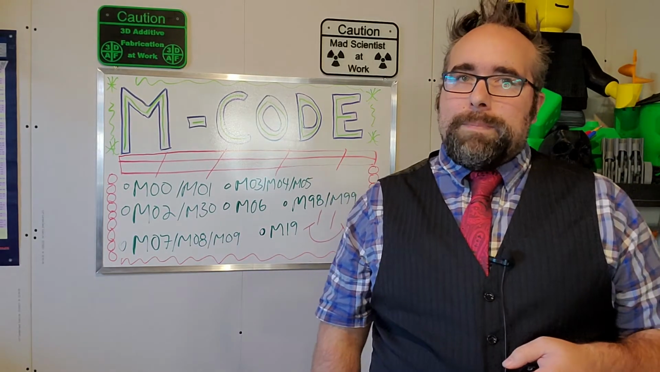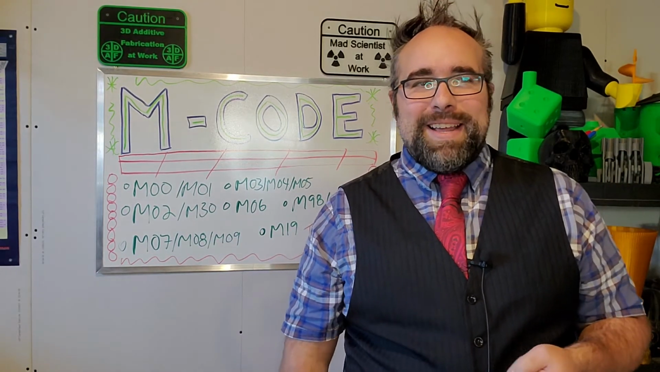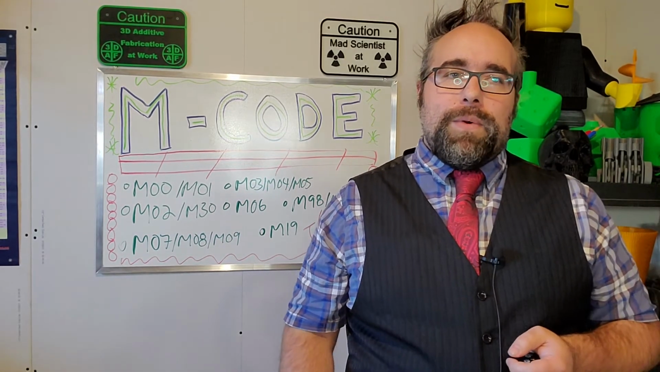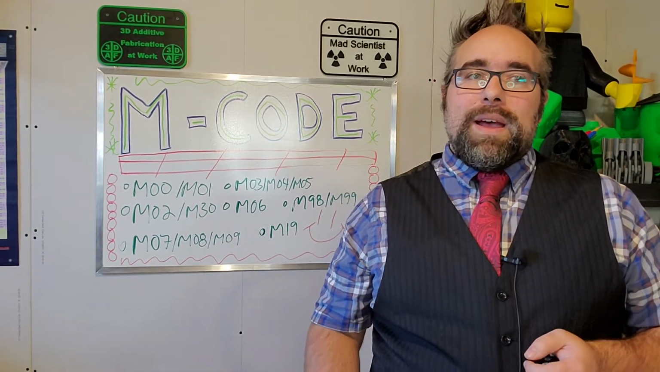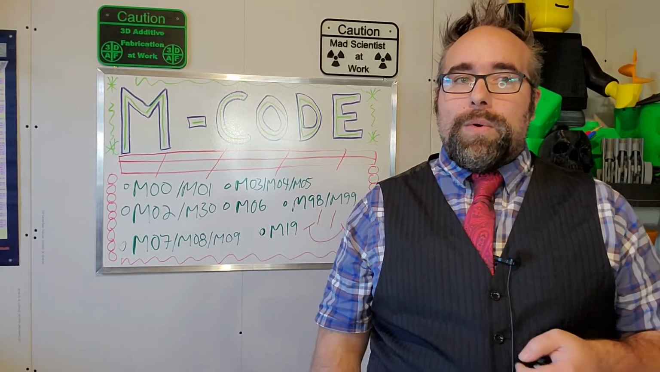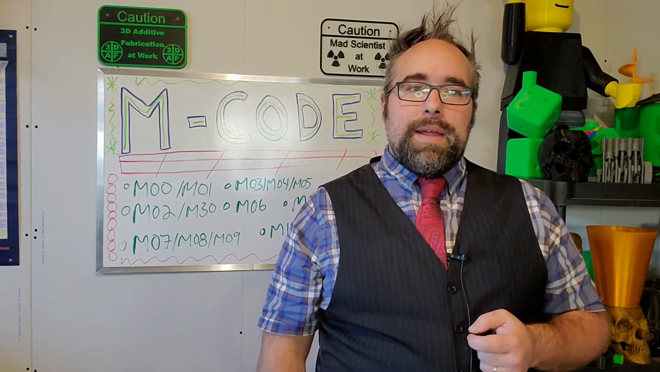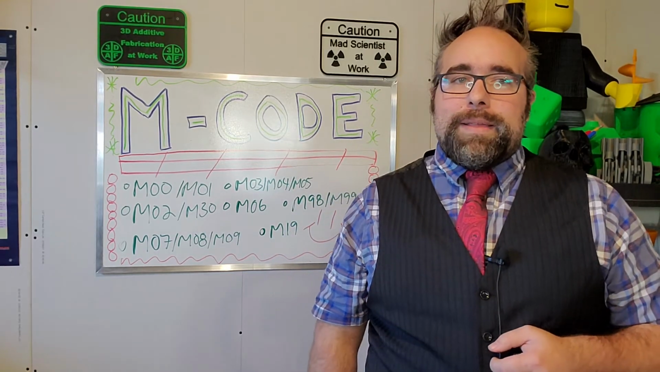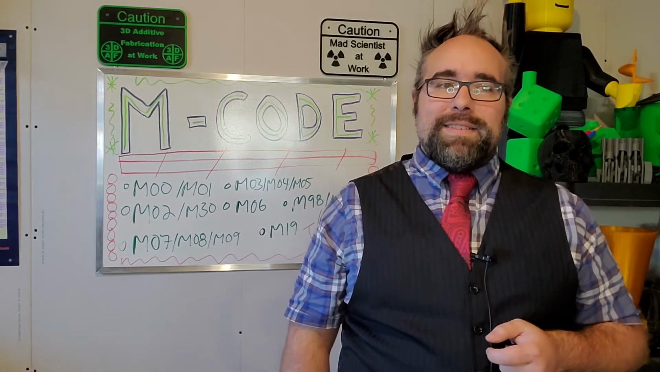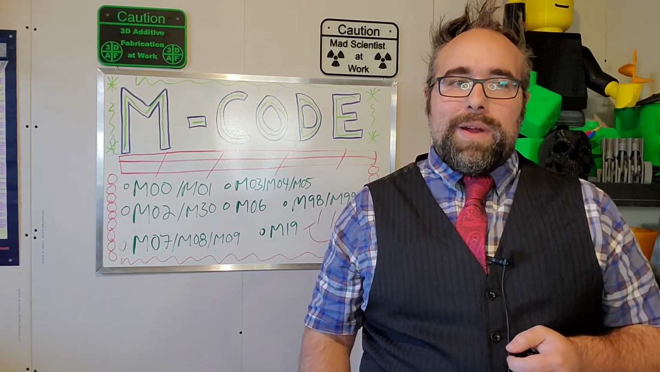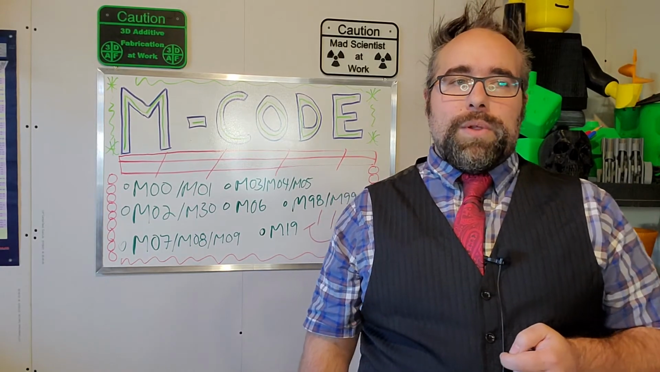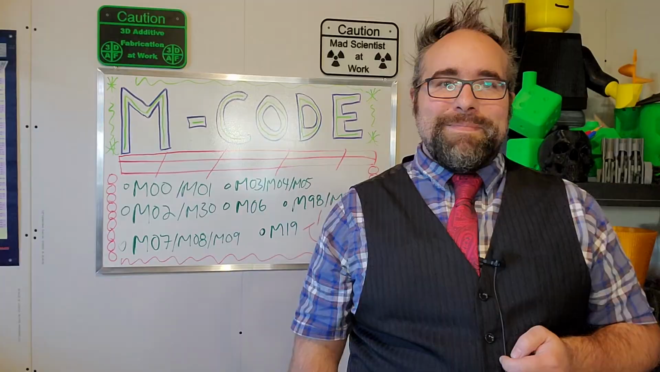And finally, we have subprogram codes M98 and M99. Subprogram codes notify the machine that it will be running a subprogram within the existing program. This code is used with a P word, which correlates to an O program name. M98, subprogram call, notifies the machine that it will be running a subprogram and tells it which subprogram to run. M99, subprogram end, is the code in the subprogram that notifies the controller to switch back to the main program.